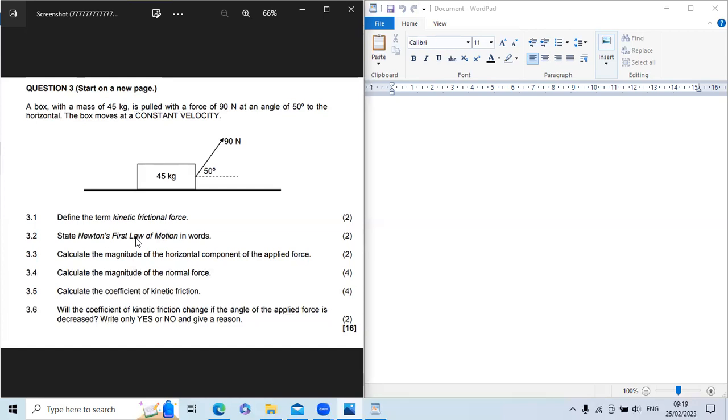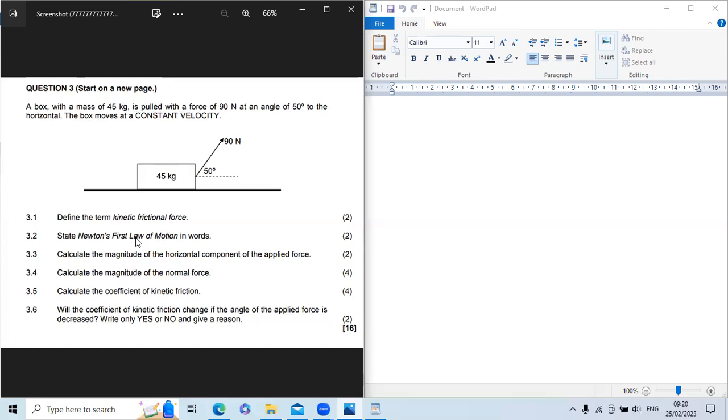And yes, Newton's first law of motion states that an object will stay at rest or in constant motion until it is acted upon by an unbalanced force or an external force. That's Newton's first law of motion. You don't have to include all these complex words.